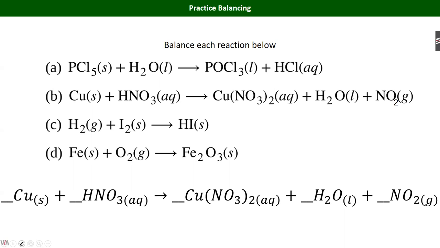We definitely don't want to start with nitrogen. Nitrogen shows up in two places. Oxygen shows up in two places. So what can we do? Let's do hydrogen. See where that gets us. We know we have to have at least two there. And that would get us one over here, right?